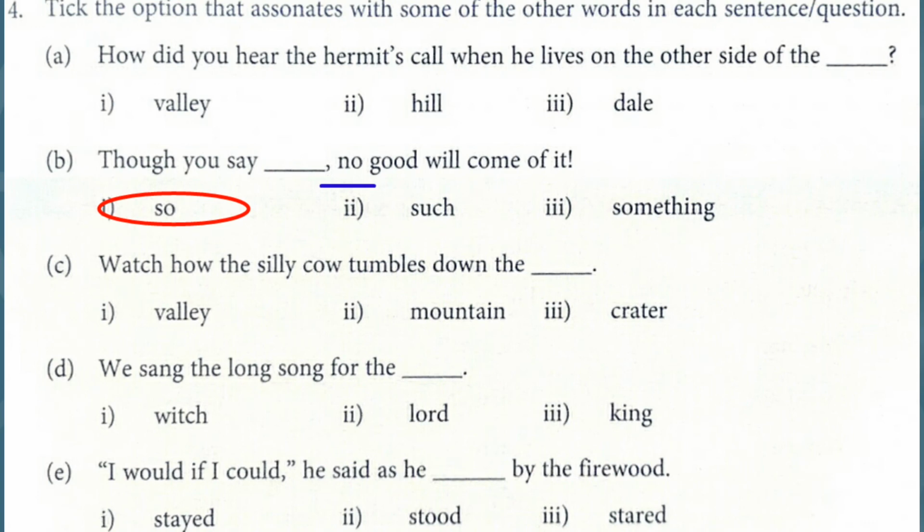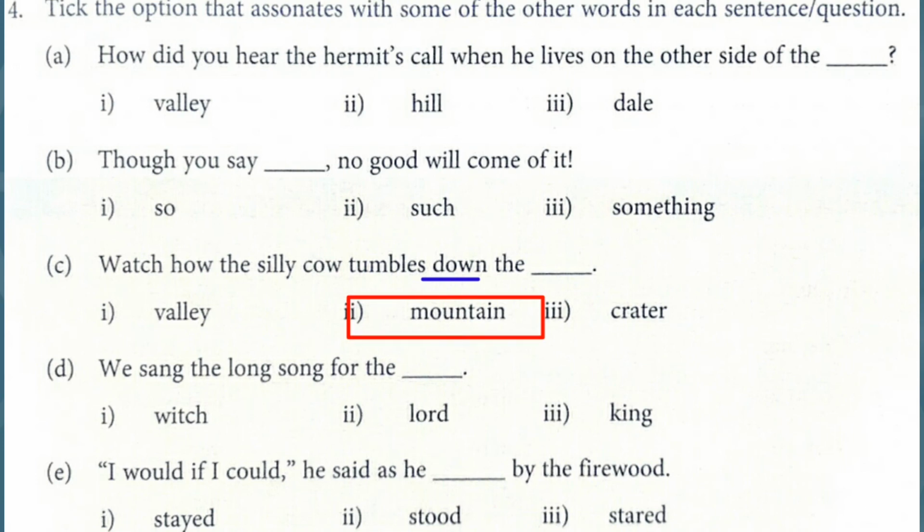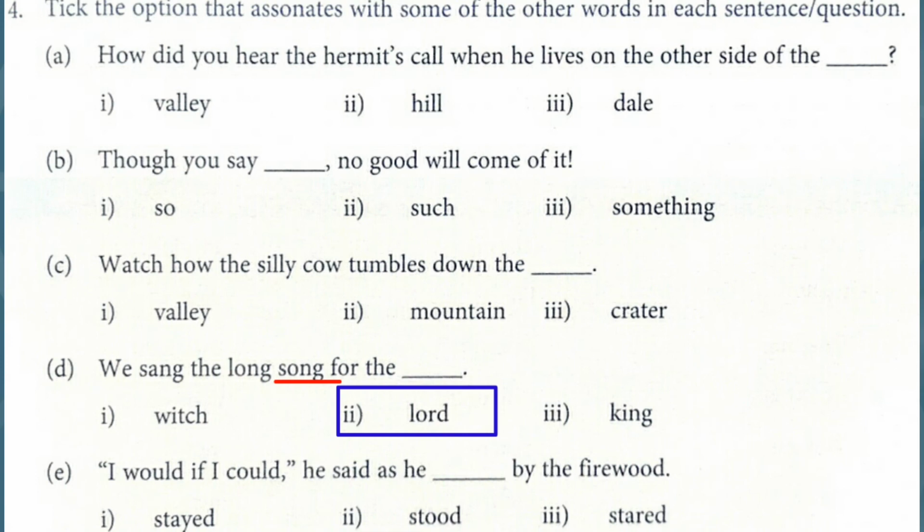So, and no. Next one, watch how the silly cow tumbles down the dash. So tumbles down the dash, down the mountain. Down, mow. So assonance. Next one, we sang the long song for the dash. The answer is we sang the long song for the Lord. So song, Lord. So same sound.